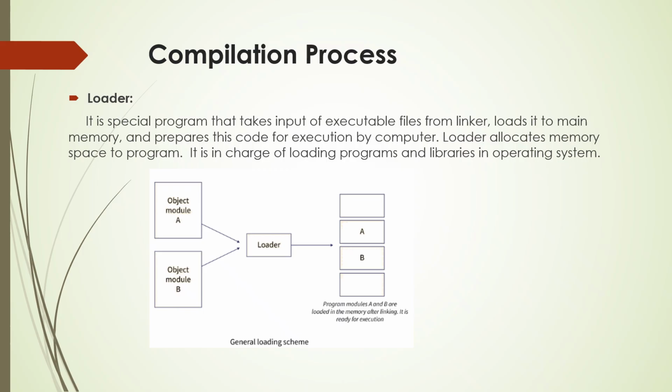Suppose you have written a C program to calculate the factorial of a given number. You save the program and compile it. The compiler converts it into object code. The linker creates an executable file named, for example, factorial.exe. Now you double click the executable file. At this moment, the loader starts working.